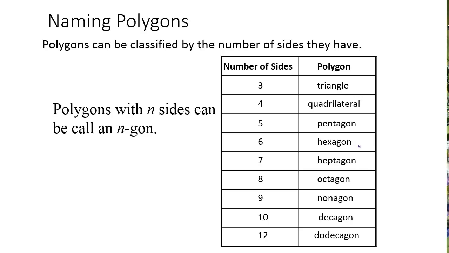Likewise, if you have an n-sided polygon, it can be called an n-gon, and you substitute whatever number that is for the number of sides. So a nonagon can also be called a 9-gon. An octagon could also be called an 8-gon.